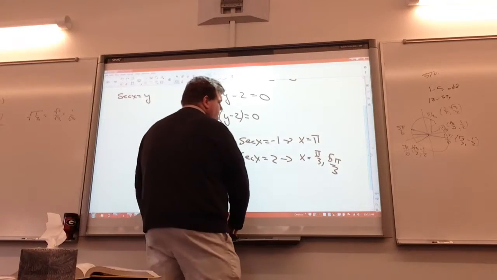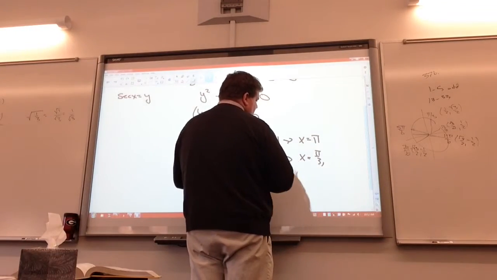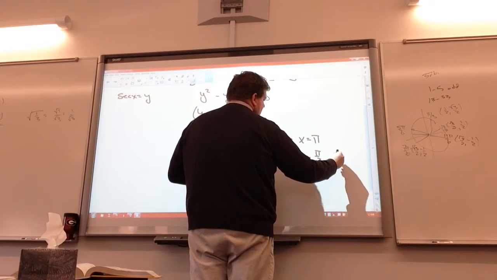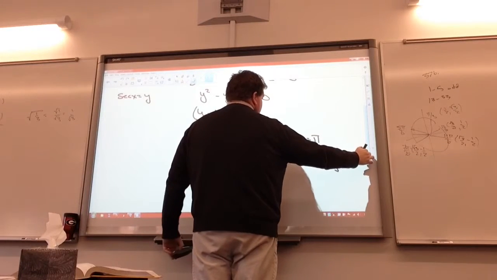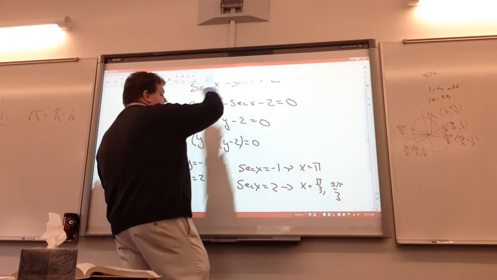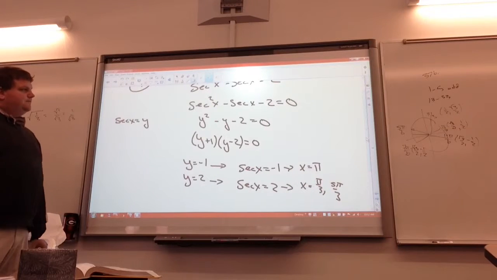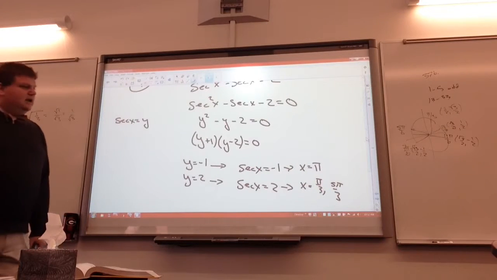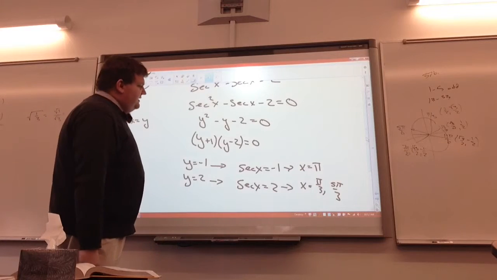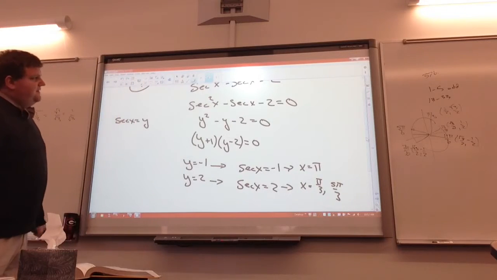So, one thing I can always do to test to see if I'm right is plug these things back into the original equation. Plug in pi and see if it gives me the correct answer. Plug in pi over 3, see if that gives me the correct answer. Plug in 5 pi over 3, see if that gives me the correct answer.